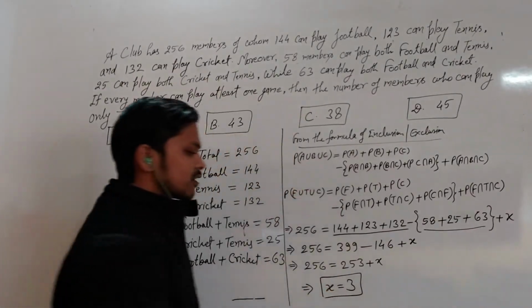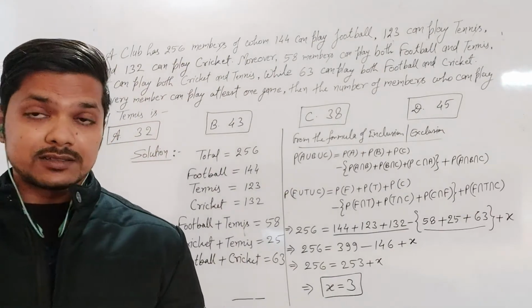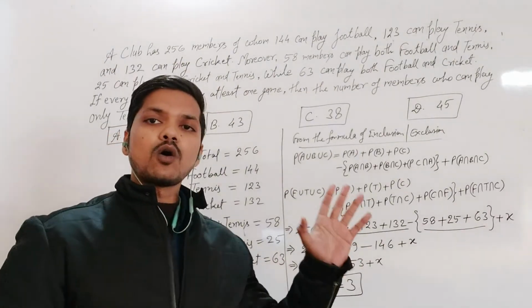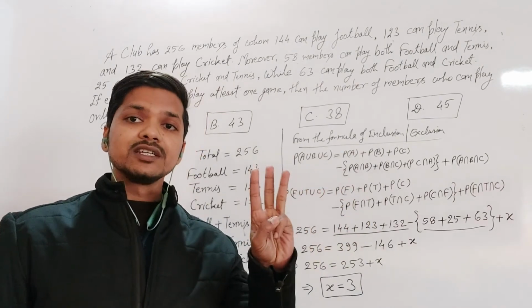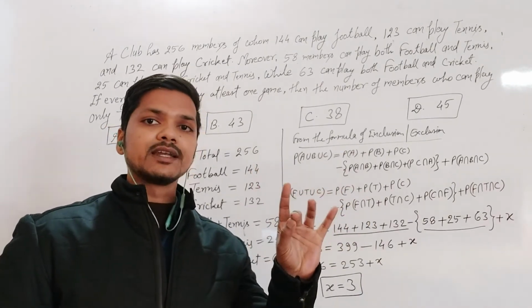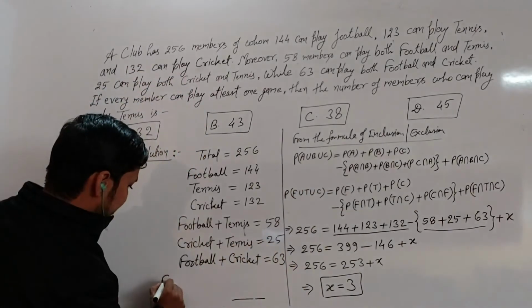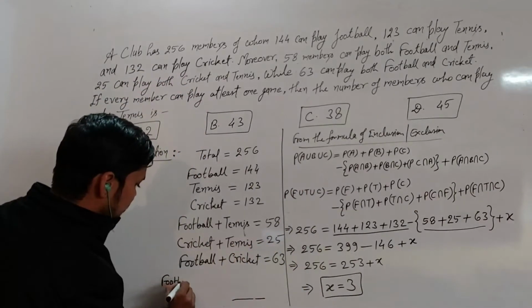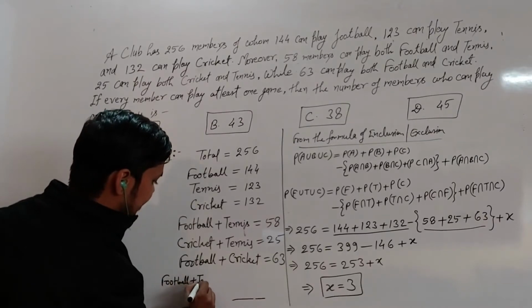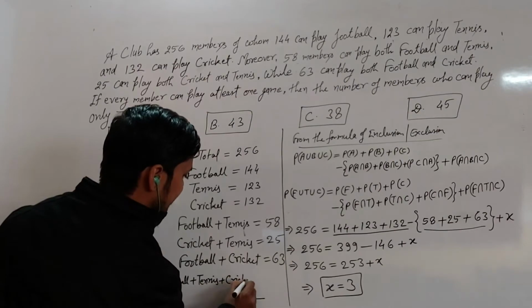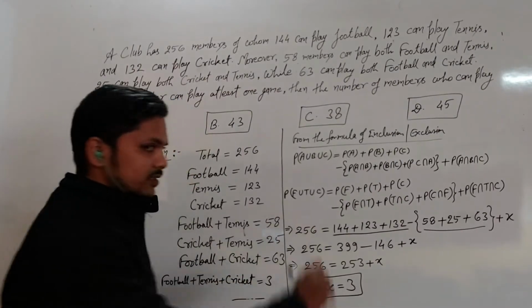So means there will be total number of 3 players. There will be total number of 3 players who are playing all these 3 games. All these 3 games means football, tennis and cricket. So we can write here the players who can play football plus tennis plus cricket are 3 players.